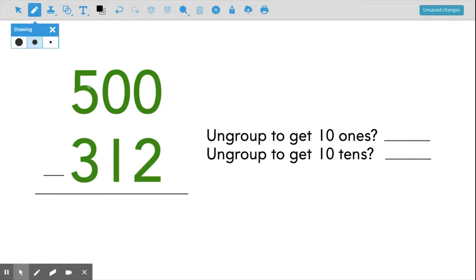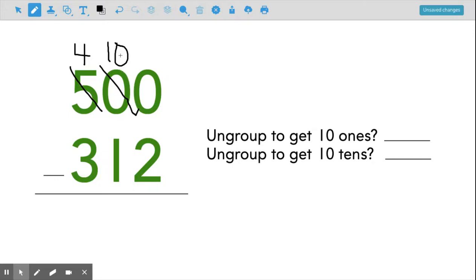Here we've got a problem where we need to borrow because we cannot take 2 away from 0. So we're going to hop over to our neighbor, and unfortunately he's 0 too. So we go all the way around the neighborhood, and we're going to borrow from Mr. 5, taking 1 away from him, bringing him down to a 4, and he gives one of his hundreds, or one of his tens here to our tens column.